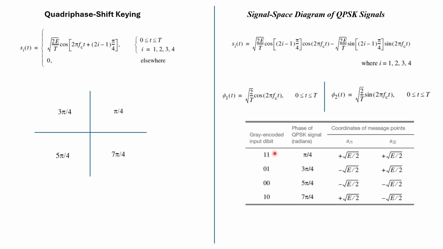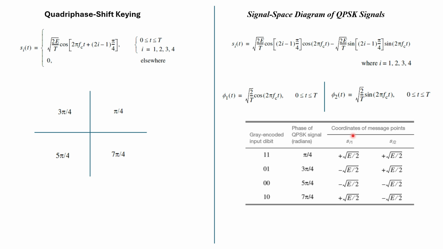If we consider gray encoded bits, which is 2 bits, that is called a dibit. So for each dibit combination, phases are as shown. For 1 1, 45 degree, that is pi by 4. For 0 1, it is 3 pi by 4. For 0 0, it is 5 pi by 4. And for 1 0, it is 7 pi by 4.